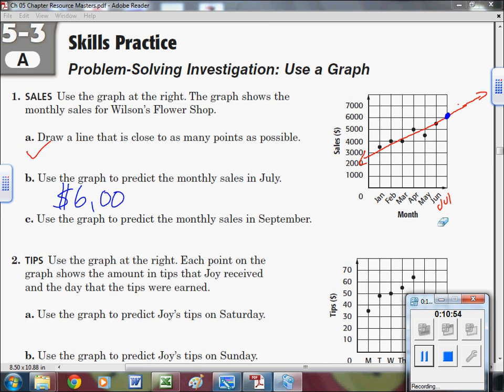Well, thank you for that. We've made that prediction. Make sure to pause if you haven't done so already. Make sure you try this first on your own. So that estimation worked out great for us. July, we went straight up.